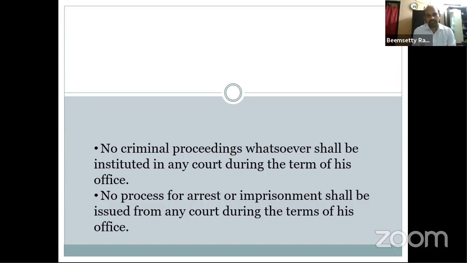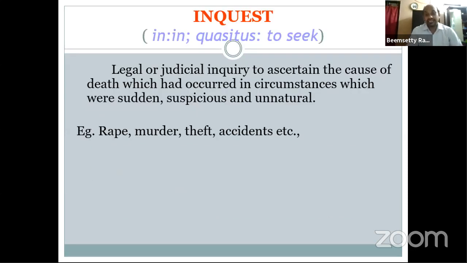And no criminal proceedings whatsoever shall be instituted in any court during the term of his office. That's what I told: during the term of his office, no proceedings will be initiated. No process for arrest or imprisonment shall be issued from any court during the term of his office. And next is inquest. What is inquest?